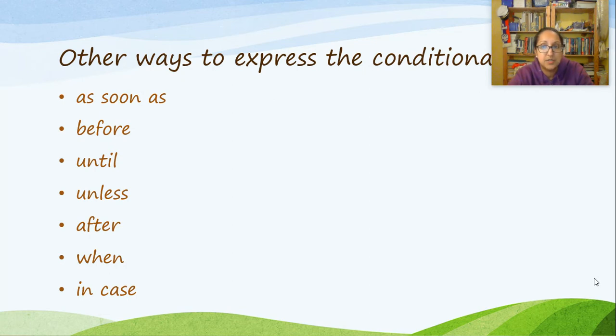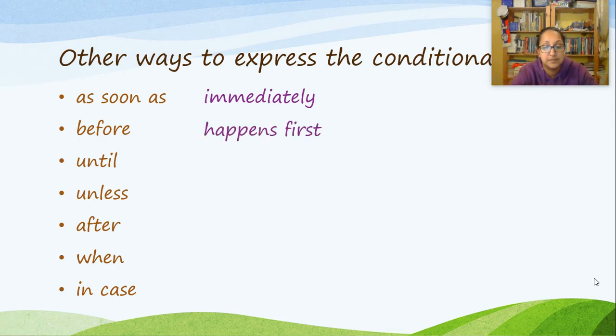Now, there are some other ways to express the conditional. Instead of if, we can use any of these phrases: as soon as, before, until, unless, after, when, in case. Let's consider what they mean. So as soon as, we use it to mean immediately. So something happens straight away. Before, obviously the action happens first. Or rather, the main clause happens before the conditional clause.